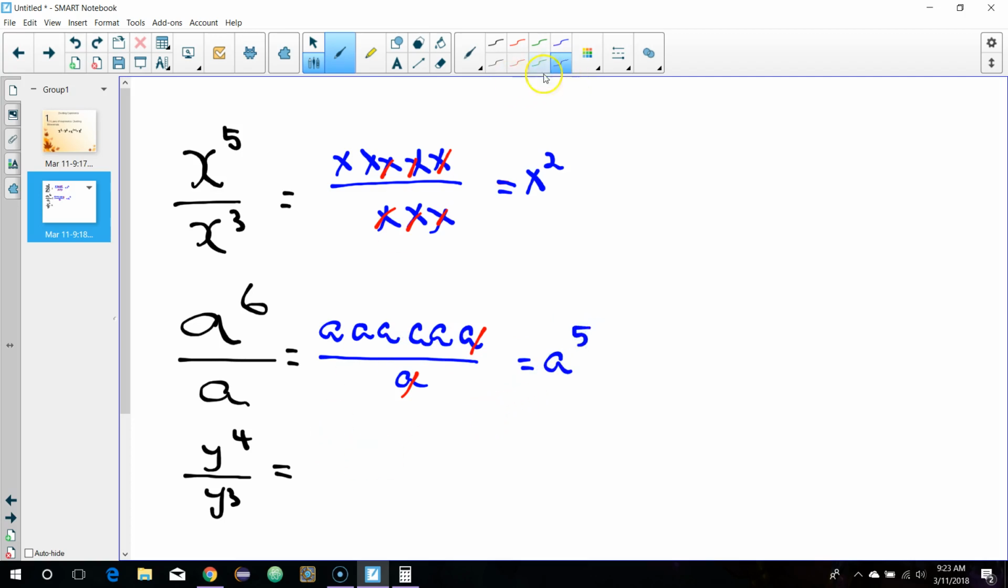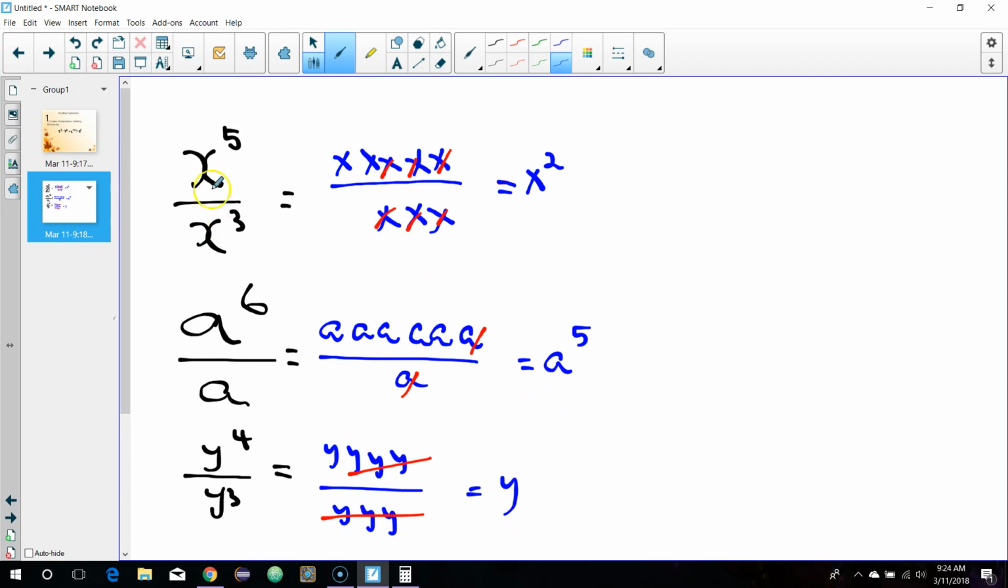Last one. y to the power of 4: 1, 2, 3, 4, over 1, 2, 3. So 3 of them will cancel out. This 3 and that 3 will get cancelled out. So my final answer for that is just y.